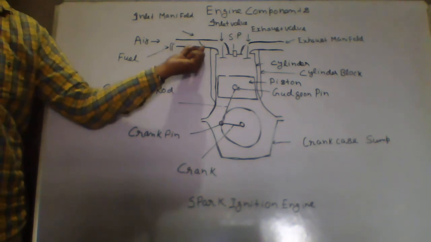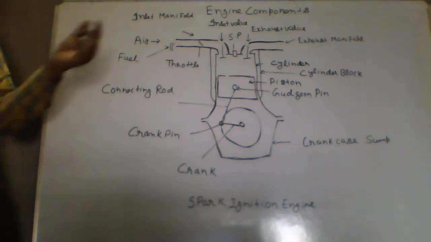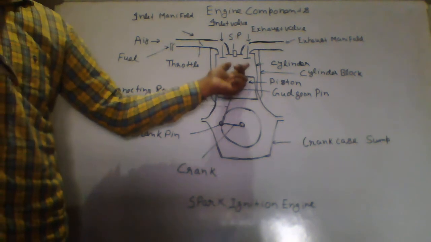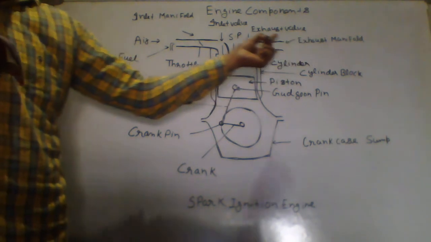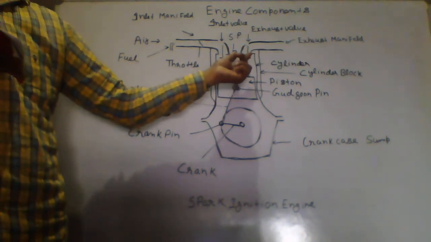Air fuel mixture will enter through the inlet manifold to this chamber. Okay, the next is your exhaust manifold. After the burning of the gases, these gases will go out from this exhaust manifold. Okay, the pipe which connects the exhaust system to the exhaust valve.